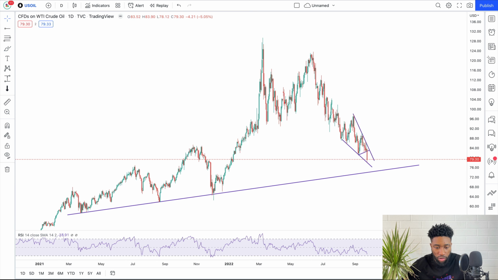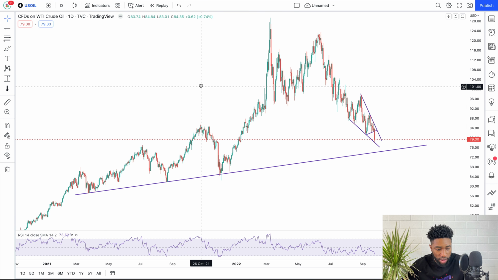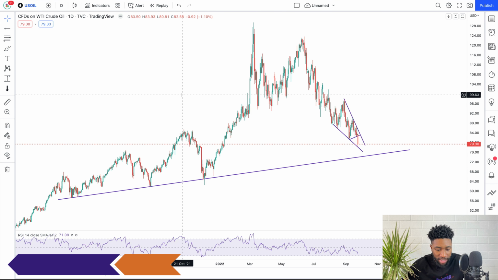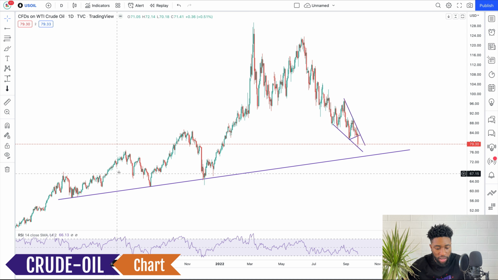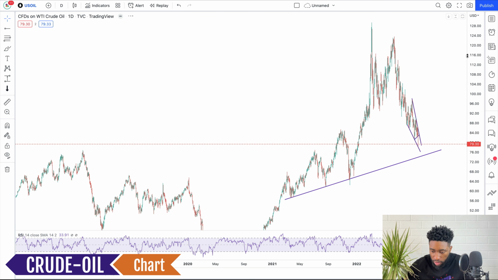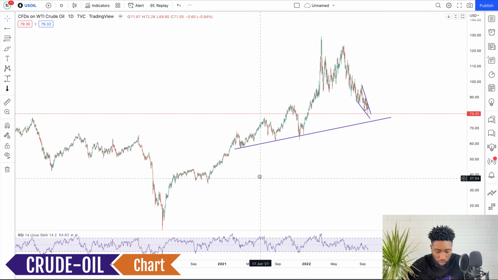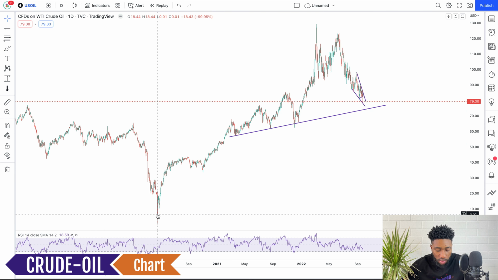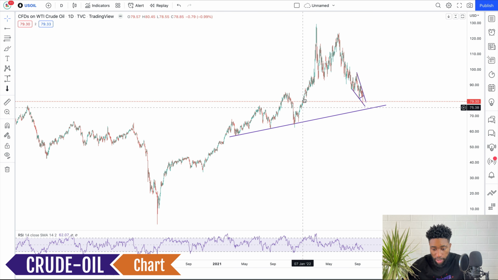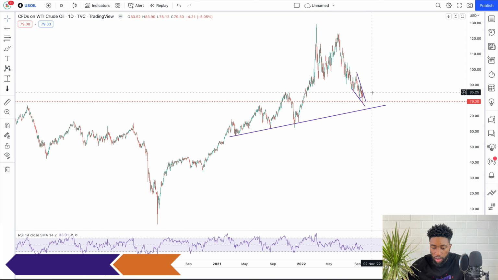Next, I'm going to talk about crude oil. Very interesting chart as well. This is a daily time frame. As you can see, we had this bullish move. I'm just going to zoom out a bit. We've had this bullish move since the middle of 2020. Since 2 years ago, we've had this bullish move for crude oil, and now we seem to be coming down.